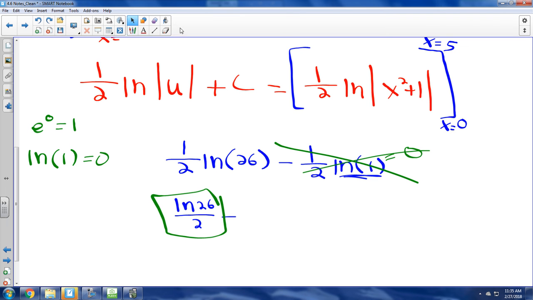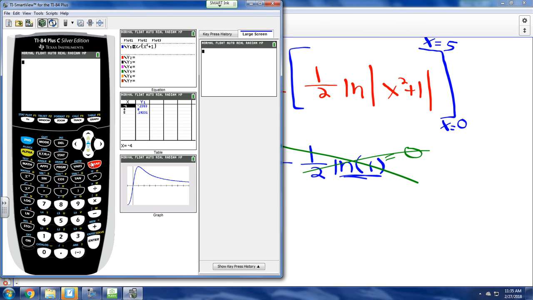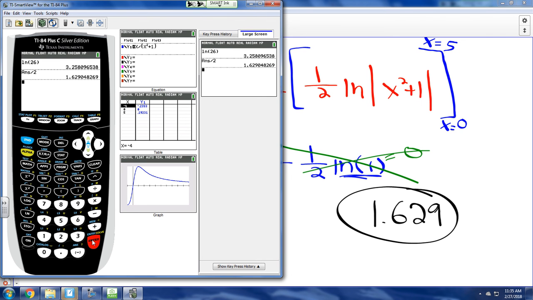How can we check that? Well, first we could type in ln of 26 and divide it by 2. So let's try that. So I'll go back to my calculator. I'll type in ln of 26, and then I'll divide that by 2. And I get 1.629. So 1.629 is what I think is the answer.